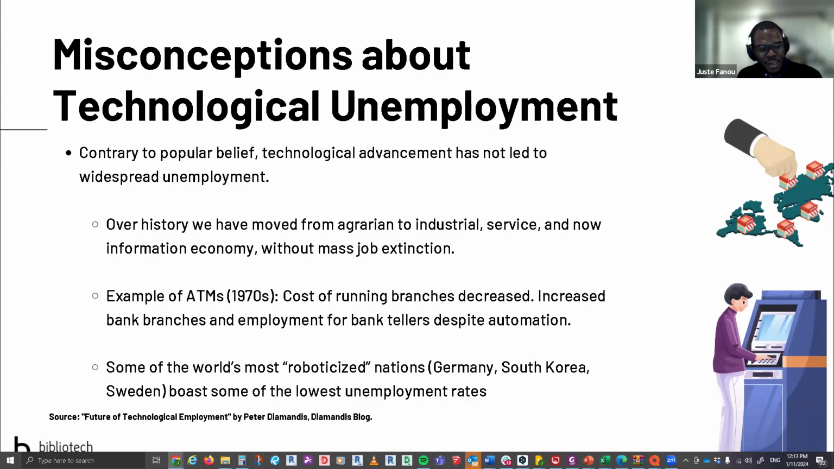We have moved from agrarian to industrial to service, now information economy, without having mass job extinction. Usually what happens is that you have new categories of job that get created. If we look at ATMs in the 1970s, what happened actually is that the cost of running a bank branch decreased, and then you had more branches opening because you didn't have to spend that much per branch, and then you actually employed more tellers. But there was a very widespread fear that the ATMs, or automatic teller machines, would basically replace all the tellers, and the tellers wouldn't have anything to do. But if you go to any bank today, you have the ATM, but you still have a lot of tellers, right?